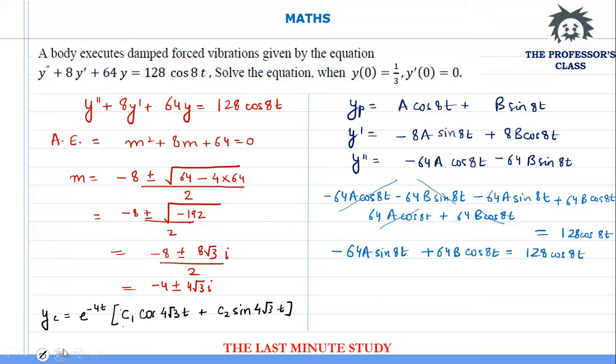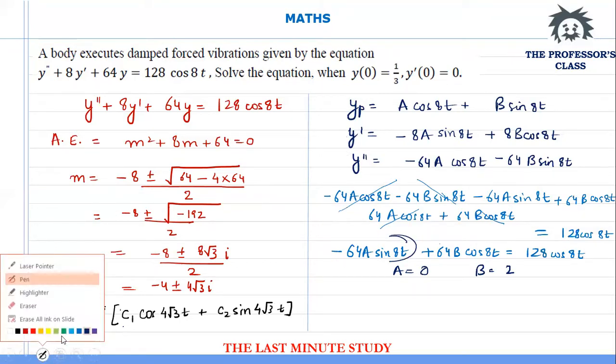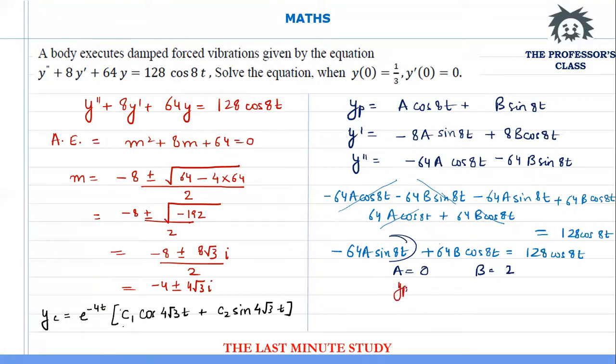Comparing the sine terms and cos terms separately, we'll have the value of a being equal to 0 and the value of b being equal to 2. Right? Because there is no sine term on the right hand side. So we can compare cos and cos directly, and I'll get the value of b equal to 2. So if I substitute b equal to 2 in the assumed solution, it becomes different. a is 0, so only b will be there. So 2 sin 8t.